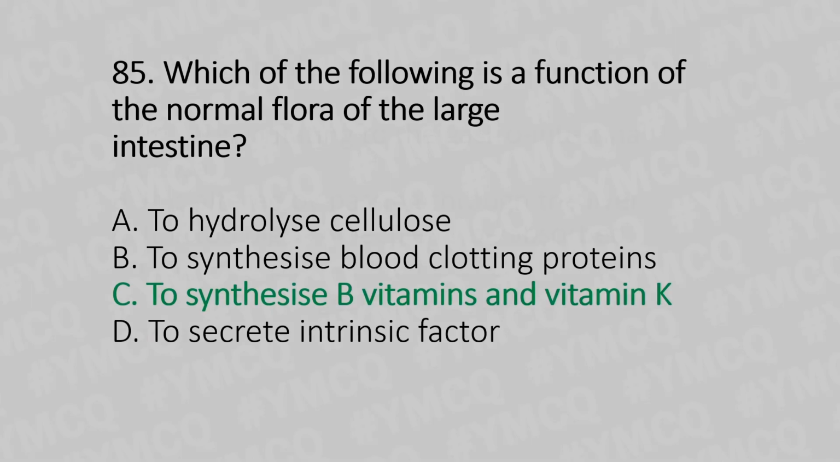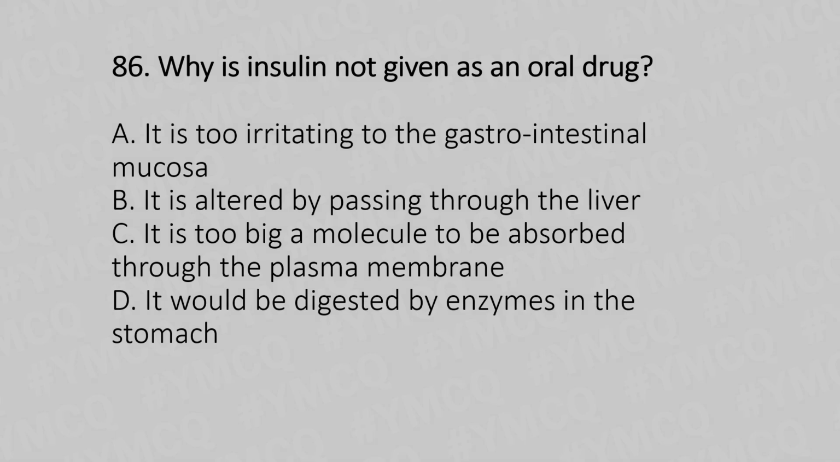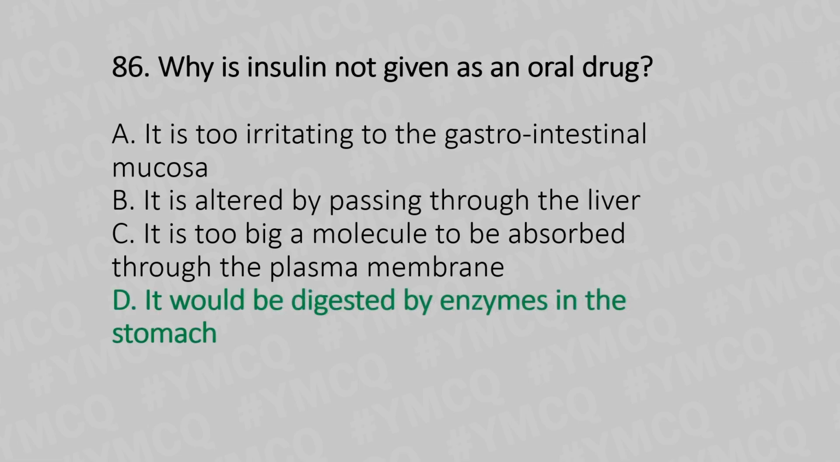Now let's move to question number 86. Why is insulin not given as an oral drug? Option A, it is too irritating to gastrointestinal mucosa. Option B, it is altered by passing through the liver. Option C, it is too large a molecule to be absorbed through the plasma membrane. Option D, it would be digested by enzyme in the stomach. And the answer is option D, it would be digested by enzyme in the stomach.